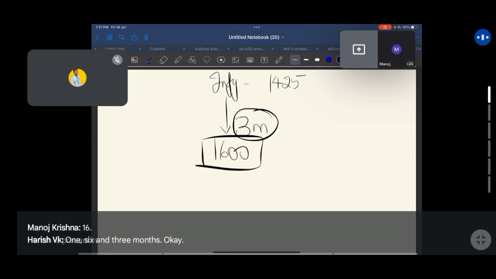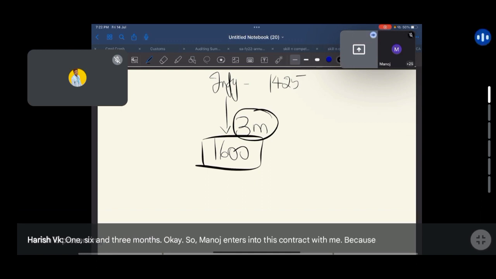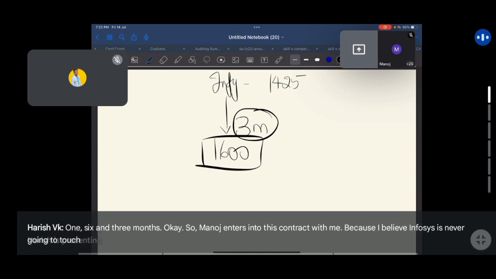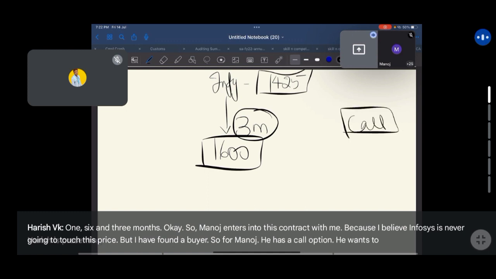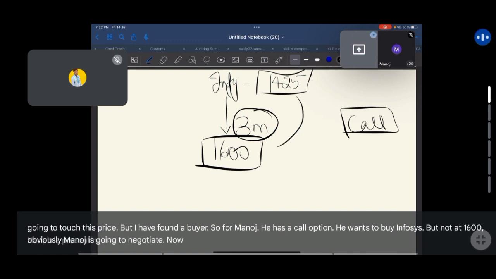Okay. So Manoj enters into this contract with me because I believe Infosys is never going to touch this price. But I have found a buyer. So for Manoj, he has a call option. He wants to buy Infosys, but not at 1600. Obviously, Manoj is going to negotiate now. He expects the price to be at 1600 after 3 months.